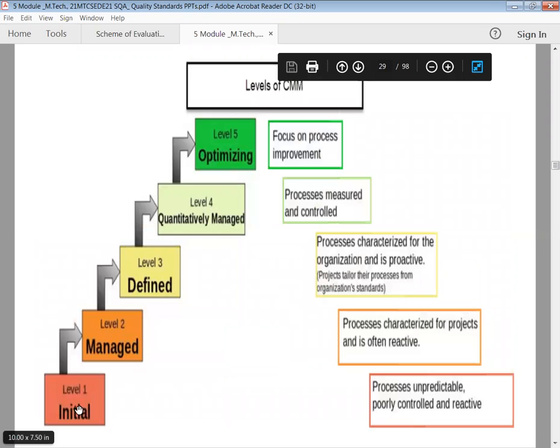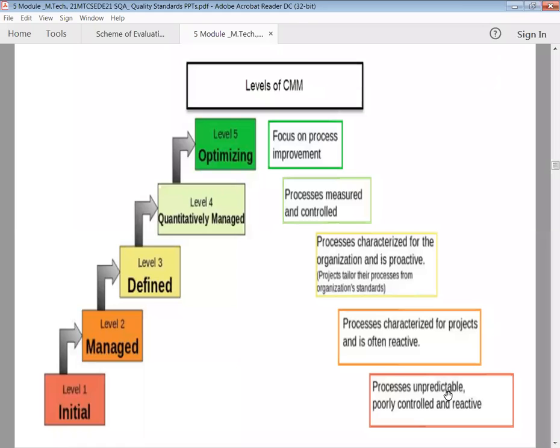If you take the level 1 and the various KPAs, in level 1, we give importance to the process, which is unpredictable, poorly controlled and reactive. The level 2, it's a managed one. So we can manage the software. Here, the processes are characterized for projects and is often reactive. In level 3, process characterized for the organization and is proactive. Projects tailor their processes from organization standards.